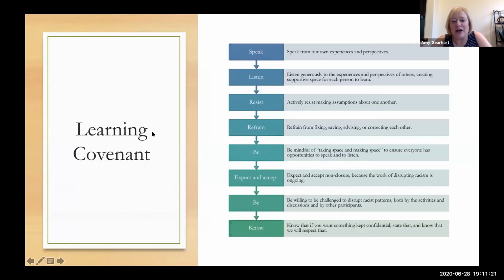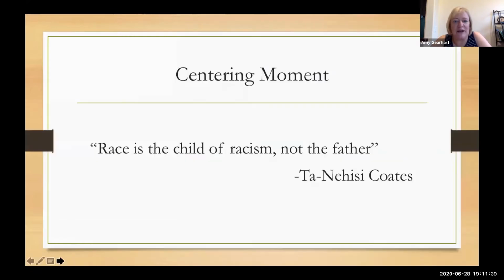Just a reminder about our learning covenant, those ways that we're contributing and also creating space and making space for others so that we can become not only better speakers, but also better listeners to one another. So I just wanted to remind ourselves about that common space for learning.